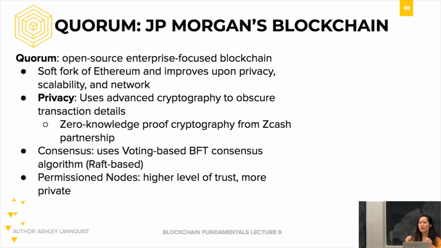They have a voting raft-based BFT consensus algorithm instead of using Ethereum's proof of work, or proof of work, proof of stake hybrid, just for scalability purposes. And I think they also have a certain level of trust in this private network, and so it's easier to use a less tested or less robust consensus algorithm.